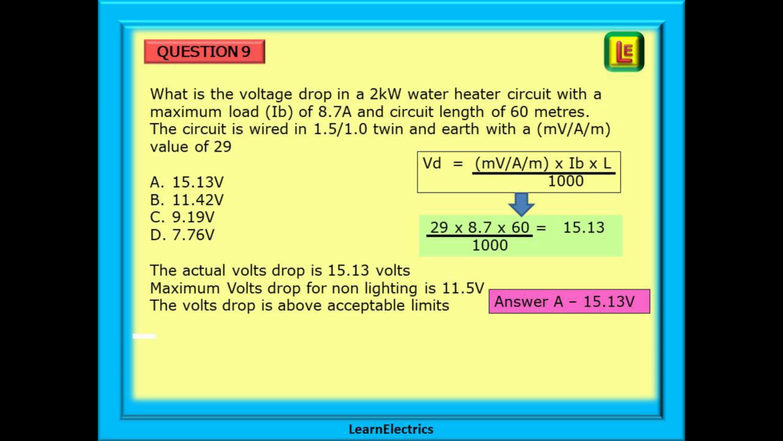comes to 15.13 volts. So we should choose answer A. Because the actual volts drop is 15.13 volts and the maximum permitted volts drop for non-lighting is 11.5 volts, the voltage drop is above acceptable limits.